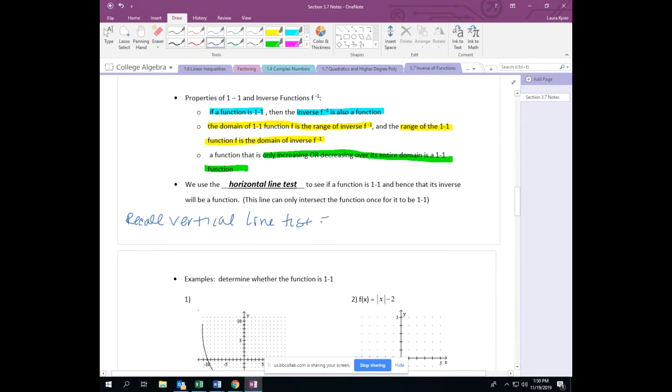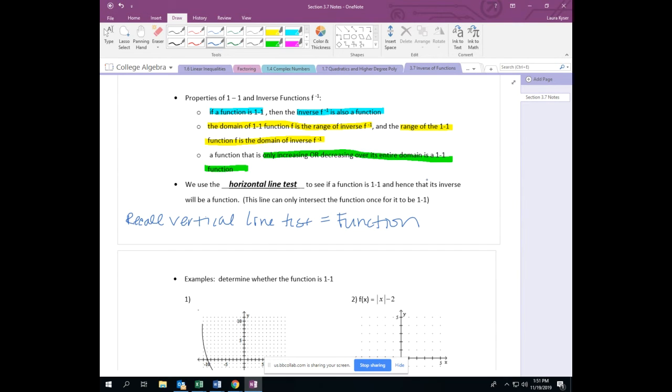Which was to determine if it was a function. The vertical line test says that you should be able to draw a vertical line anywhere on a graph, and it should only touch that graph one time. If at any point it touches the graph more than one time, it is not a function. So that's for the vertical line test.